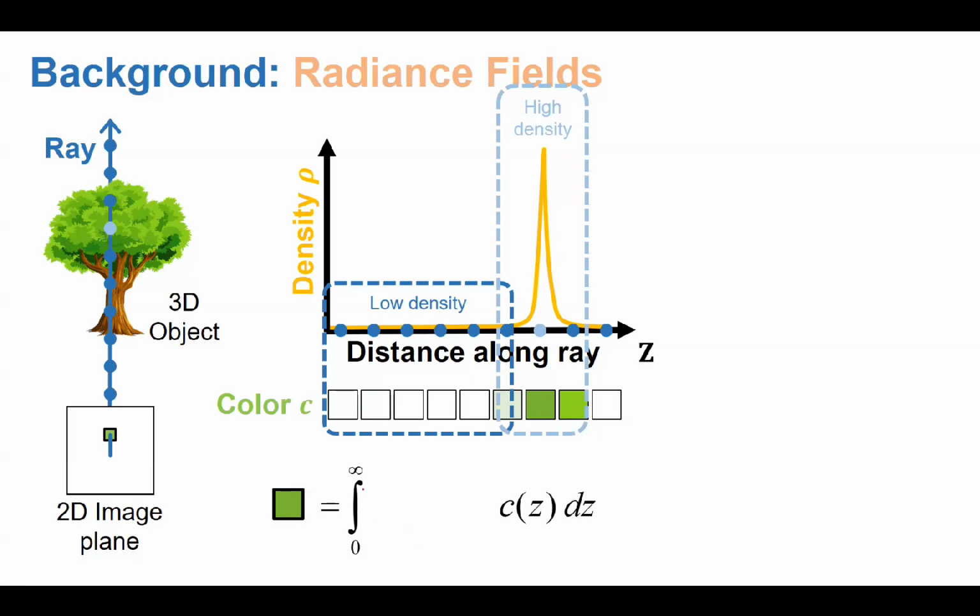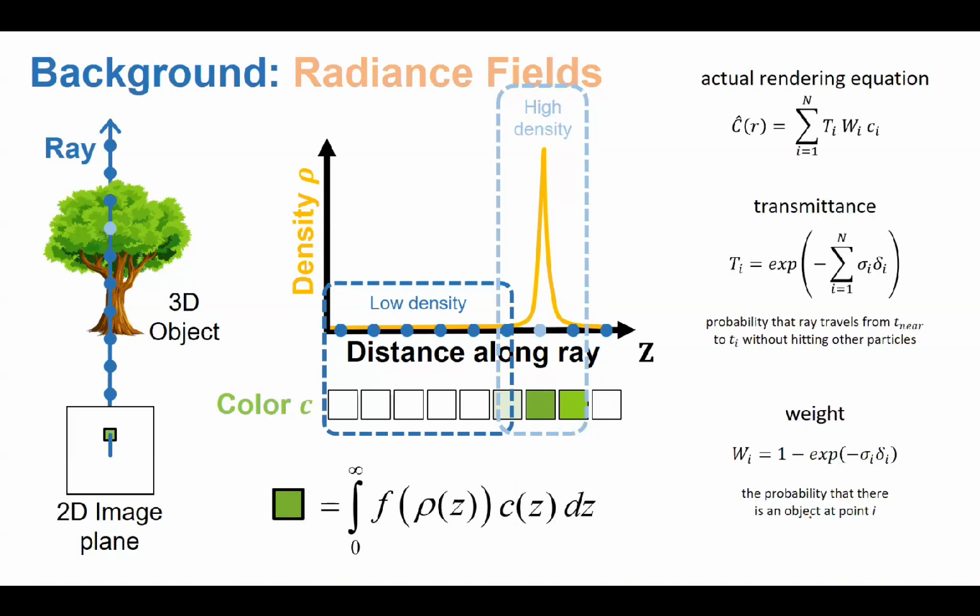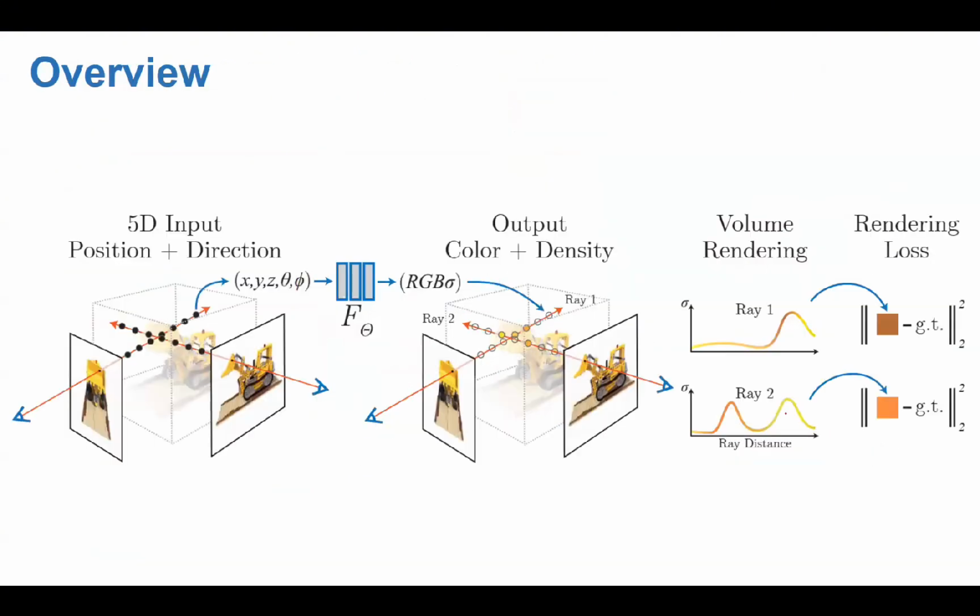It's basically a kind of an integral over the values in all of the samples. It's an integral over the colors weighted by basically a function of the densities. I think I'll skip this for the moment. This is the actual rendering equation. I'm kind of time limited, so I'll keep going on.